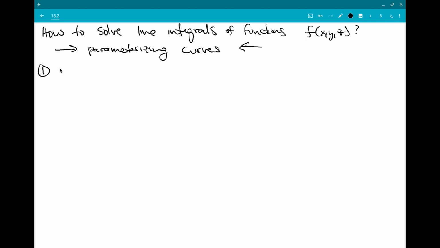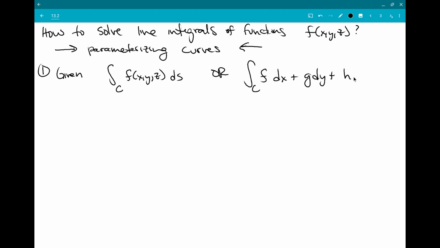So a line integral of a function is going to look one of two ways. You're either going to have the integral over some curve C of f of x, y, z ds, or it can alternatively be written as the integral over C of f dx plus g dy plus h dz. These are both the same thing. They're just represented in slightly different ways and solved slightly different ways. But your first step is going to depend on your curve C, so it doesn't really matter what form it's represented in.